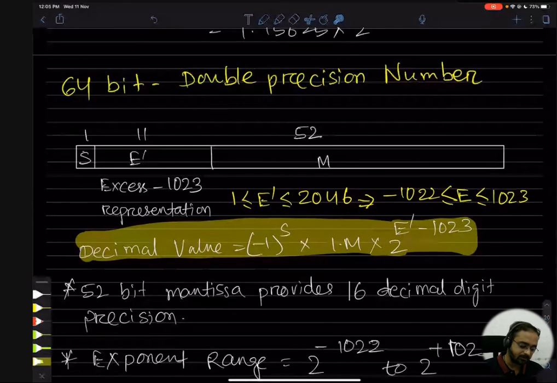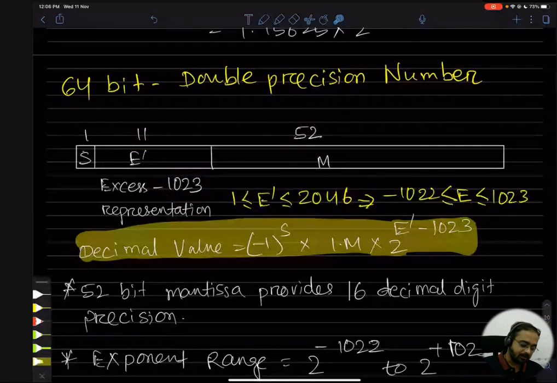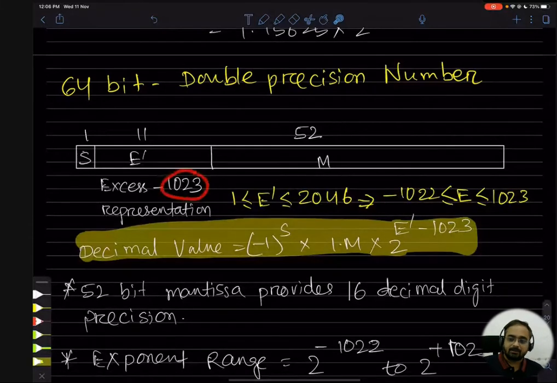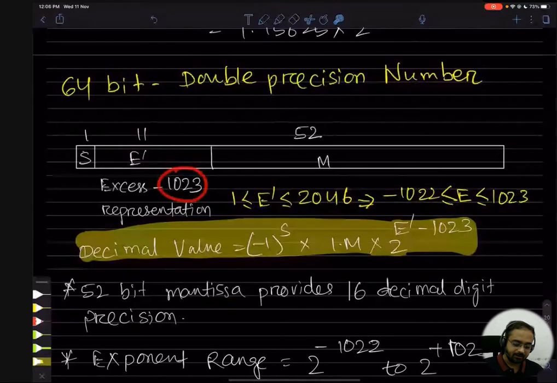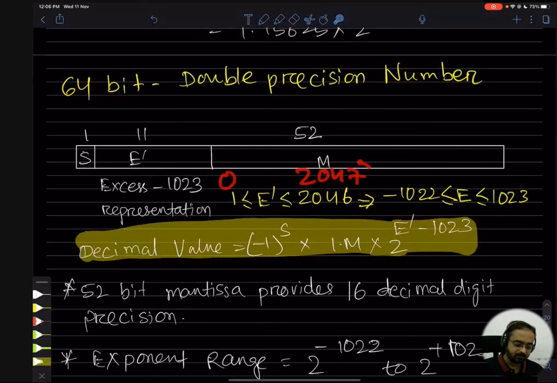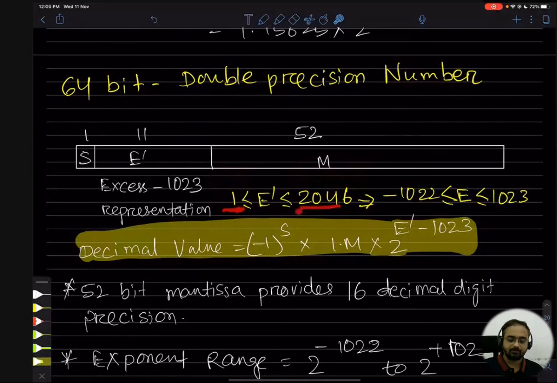In this, what you have to see, the only difference is this is 11 bits, this is 52 bits, and it is an excess-1023 representation. Okay, it is an excess-1023 representation. Like 127, we have to add 1023 to the exponent. Okay, what is the range? It is 0 to 2047. Actually 0 and 2047 are special values, so you have to start from 1 to 2046.